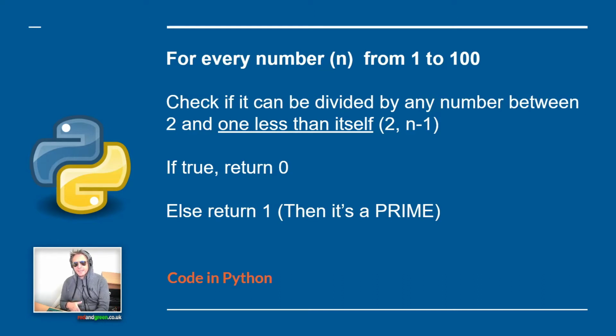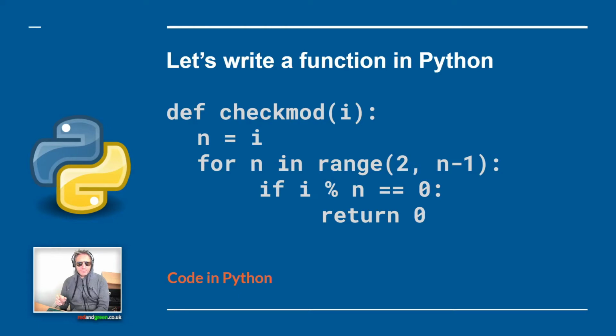So if we divide it by any number between 2 and 1 less than itself, if we use modulus, we can check if that will return a 0. If it doesn't return a 0, then it's a prime number. So this is the function in Python, which we'll call checkmod. I can be any number between 1 and 100, and we can set n equal to I to start with. But any number in the range between 2, so if we go back to 19 as our example number, we can go from 2 up to 19 minus 1.